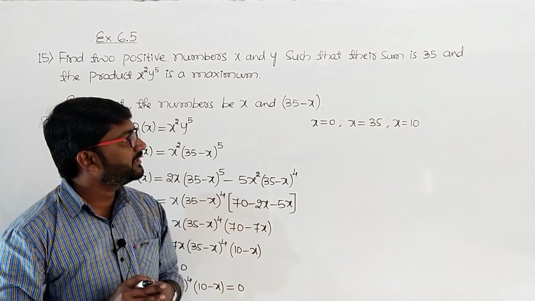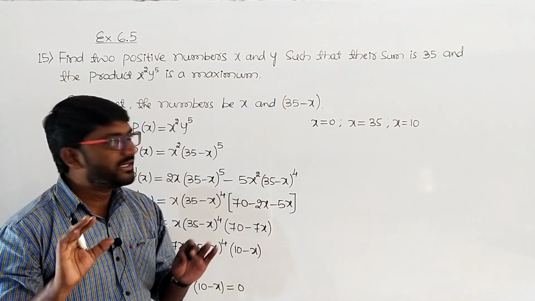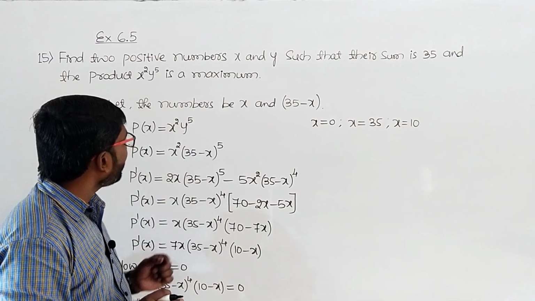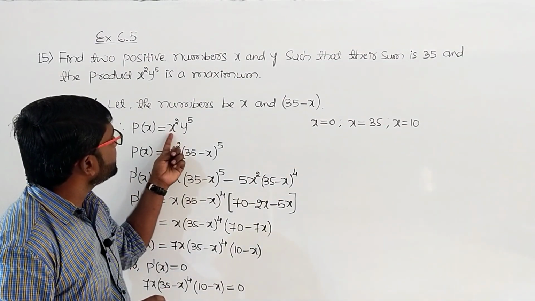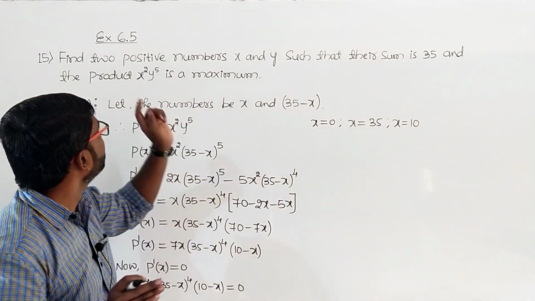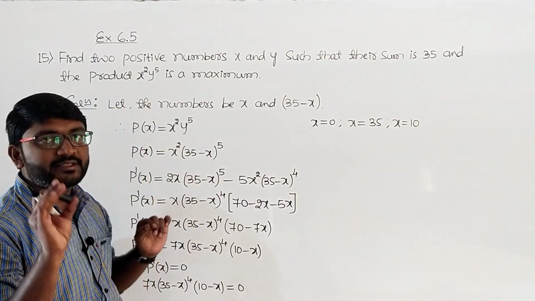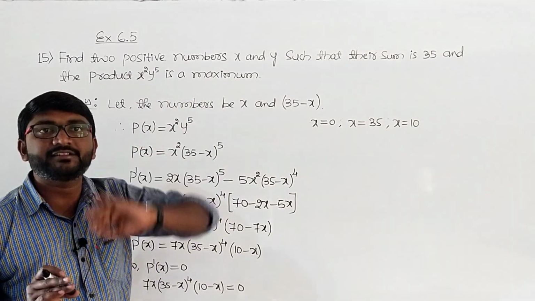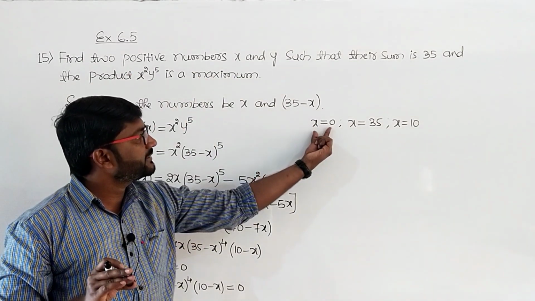We consider 0, 35 and 10 here. So let us analyze. Take x equal to 0 now. Let us take x as 0. Substitute in this. x is 0 means this entire product will be 0. But what has he given here? He has given that x square y raised to 5 is a maximum. That means it should be greater than 0. So that is why we cannot take x equal to 0.